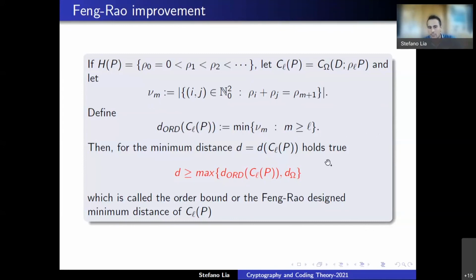And therefore, of course, the maximum between this new bound and the previous bound, the Goppa bound, is a lower bound on the minimum distance. And this is called the Feng-Rao designed minimum distance. And it can provide an improvement on the Goppa bound. And we actually provided, in our work, parameters for some particular cases, and it turns out that this is, in most of the cases, actually an improvement on the Goppa bound.